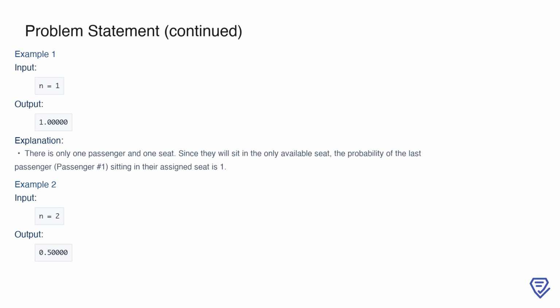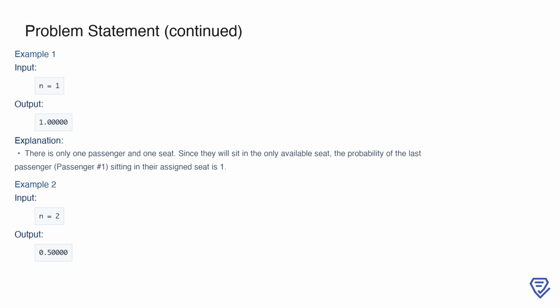Let's look at the first example. When n is 1, there's only one passenger and one seat. Since passenger number 1 is the only one boarding, they will sit in the only seat available, which happens to be their assigned seat. So, the probability that the last passenger, in this case passenger number 1, sits in their assigned seat is 1.00000.